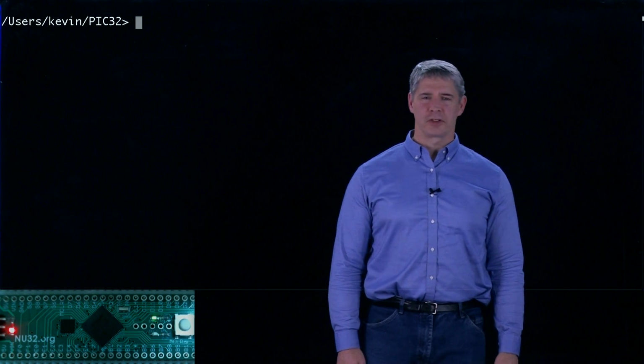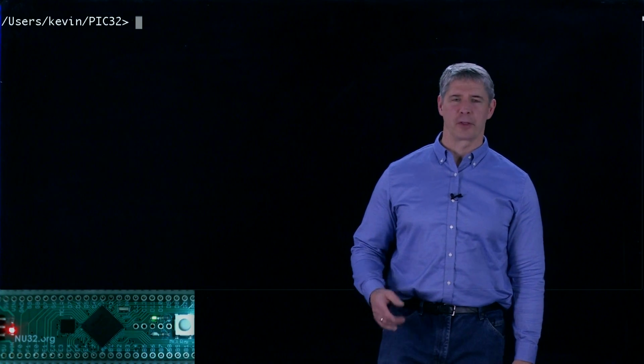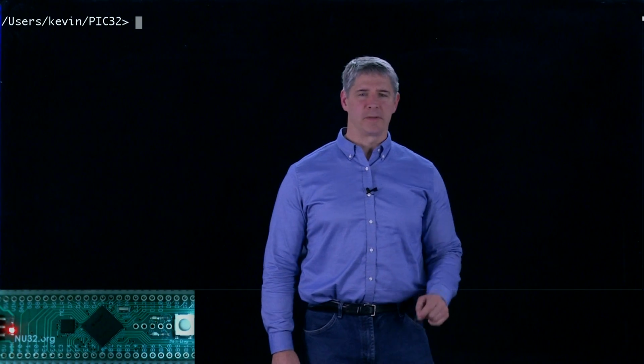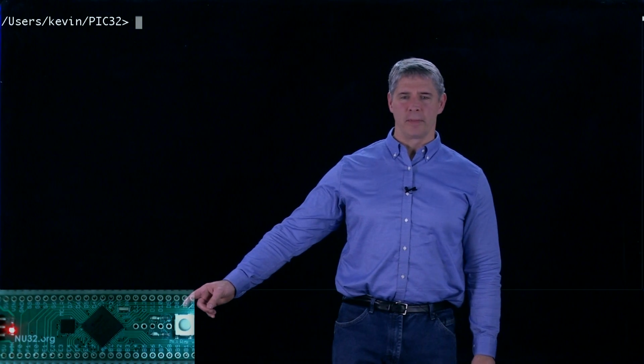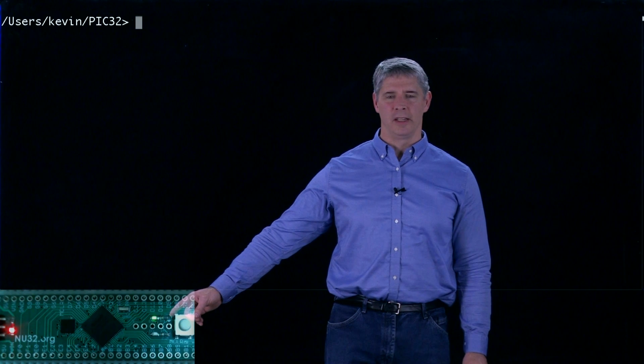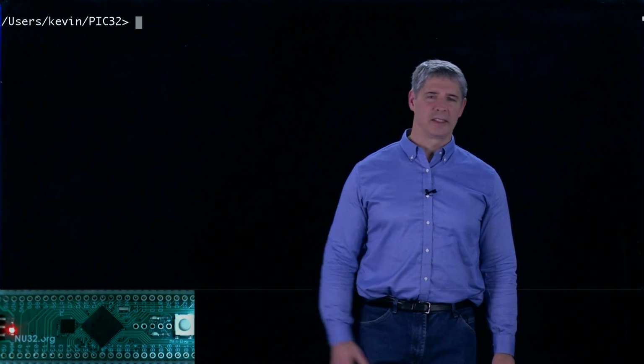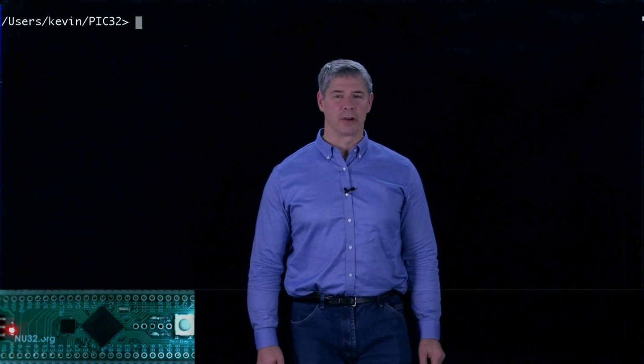Chapter 5 is concerned with understanding the execution time and memory efficiency of your PIC32 programs. In this video, we're going to focus on execution time. We're going to use a simple program called timing.c, and you'll see that the LED turns on, and then after a few seconds, it turns off again. We'll use this program to help understand the timing properties of our programs.